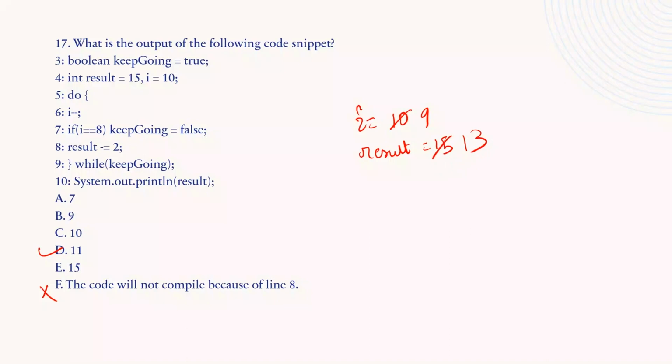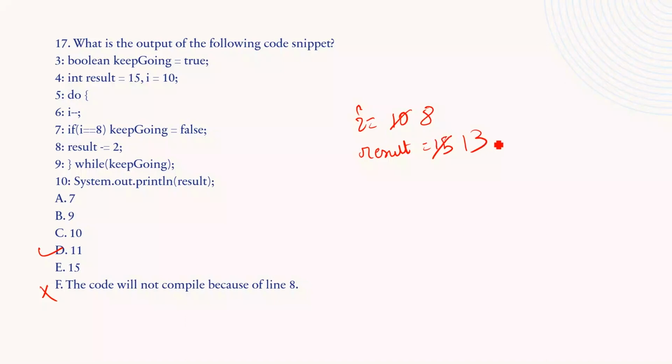Since i is not 8, keepGoing is false and the loop continues to run, right? So what happens in this case? On the next iteration, i is decremented to 8. i becomes 8 in this case.